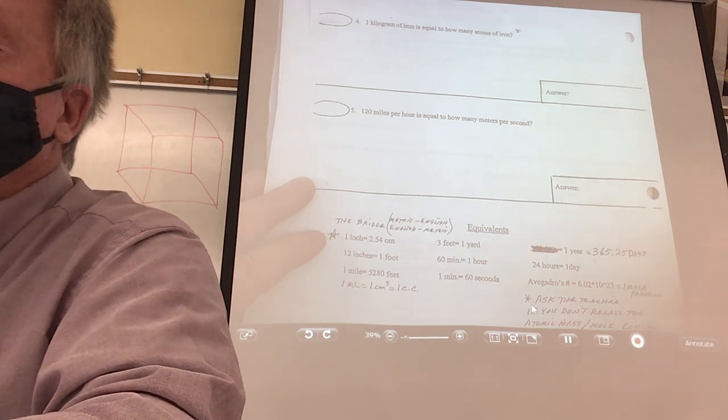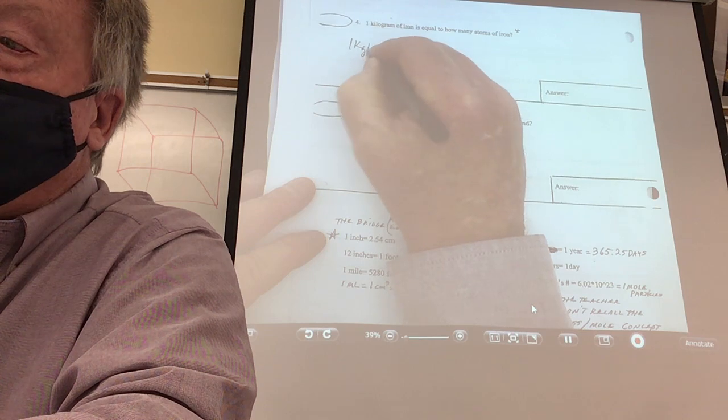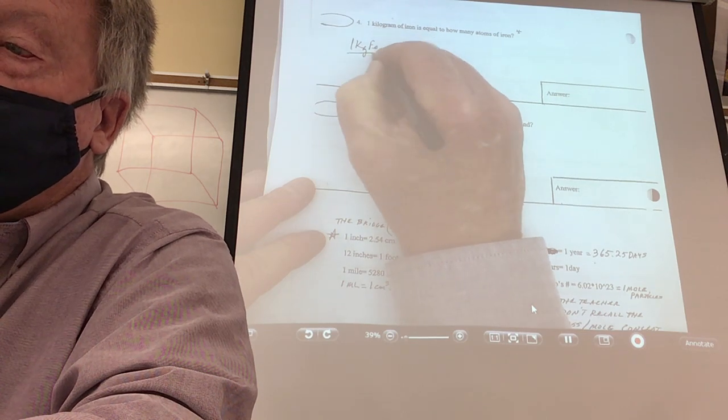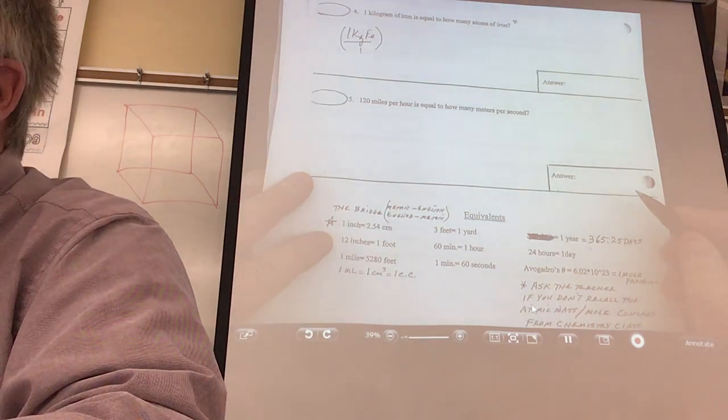1 kilogram. Say it. 1 kilogram of... And it's not 1 kilogram. It's 1 kilogram of what? Iron. All right. And who wants to do, Thomas, you want to do the last one?